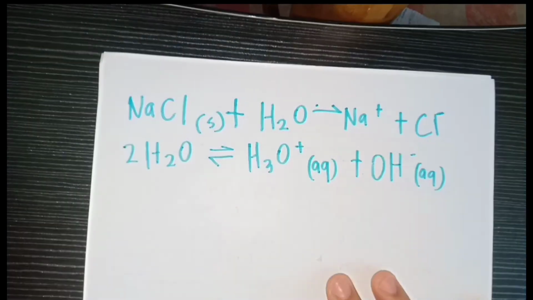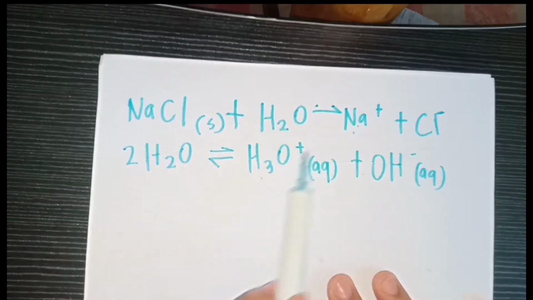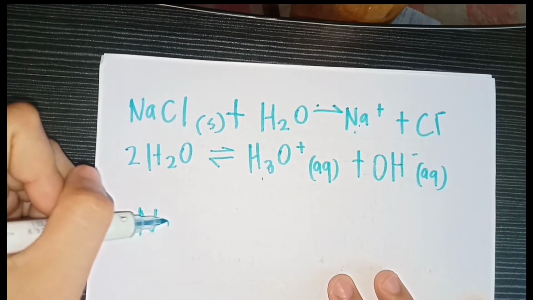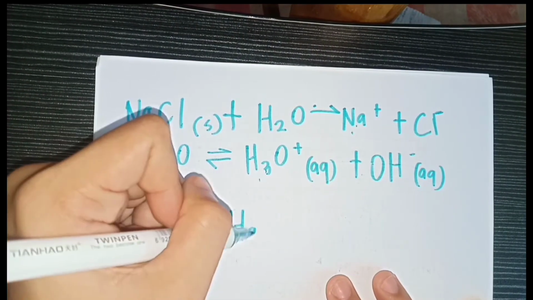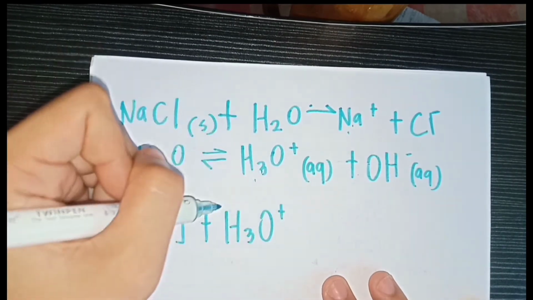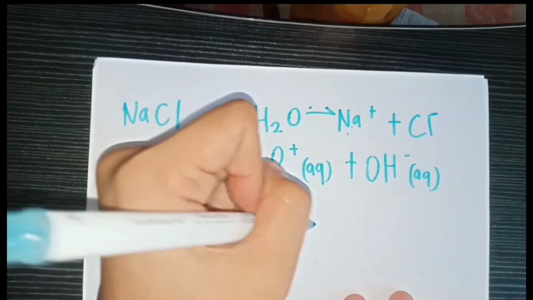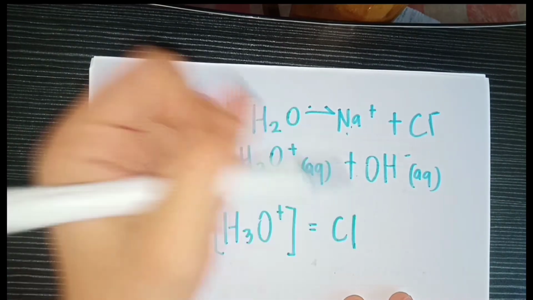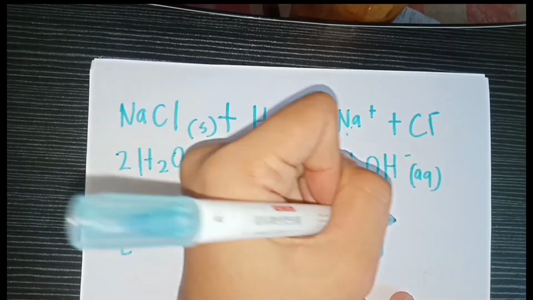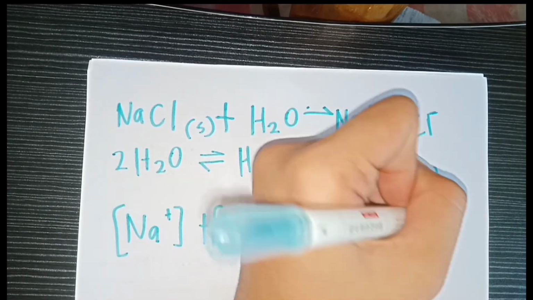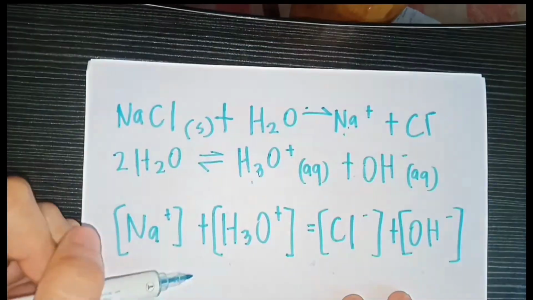So here in the charge balance equation, we just need to write all the positive ions on one side, which is the sodium and hydronium, and on the other side the negative ions, which is the chloride and the hydroxide. So this is just a basic example in writing a charge balance equation.